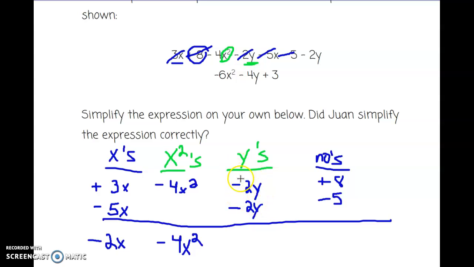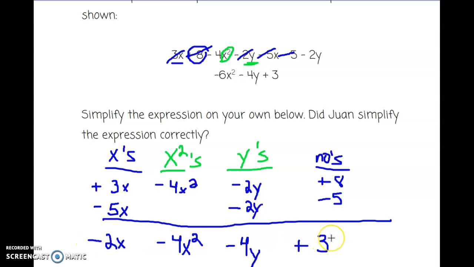Now I have a negative 2y and a negative 2y. Well, I have negative 2 here, so I have 2 more negatives here, so I have a total of 4 negatives. And then I have 8 positives and 5 negatives, so I have more positives. And I have 3 more positives than negatives, so it's a 3.